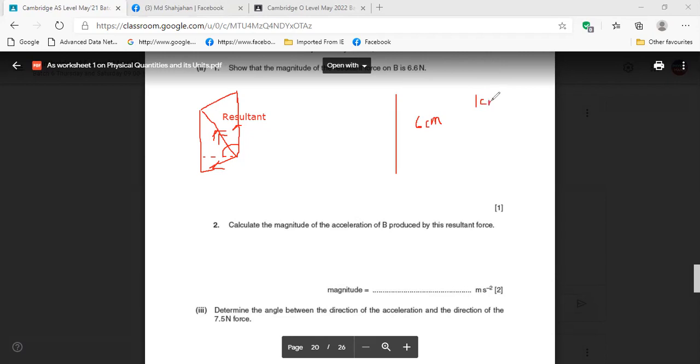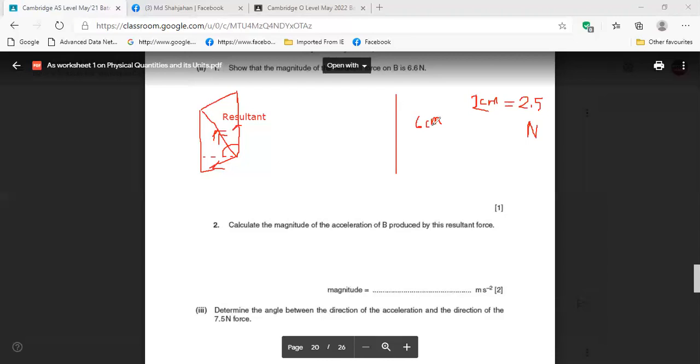1 centimeter is here. Look here. Here we make it 2 centimeter. 2 centimeter is equivalent to 2.5 Newton. Do you agree now? Yes, sir. 2.5 Newton. So you write it here: our scale is 2 centimeter equals 2.5 Newton.